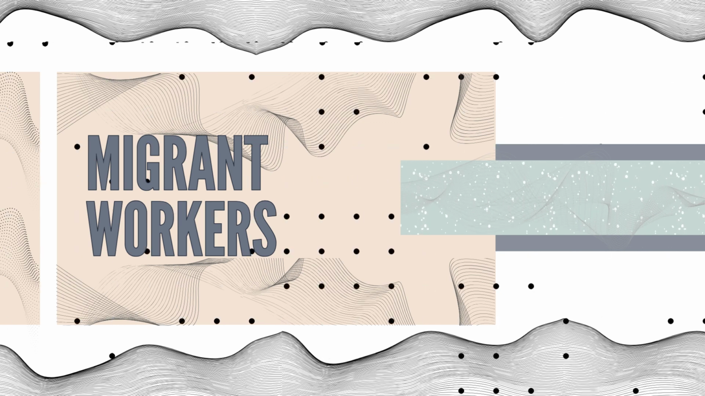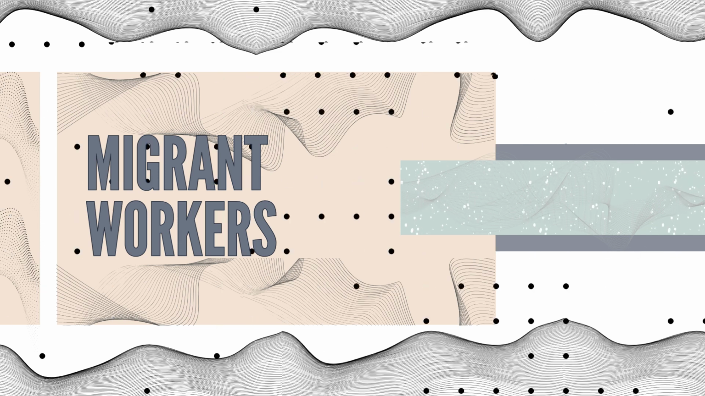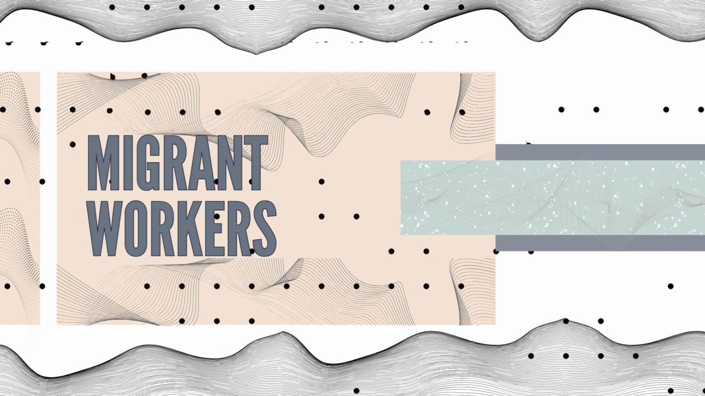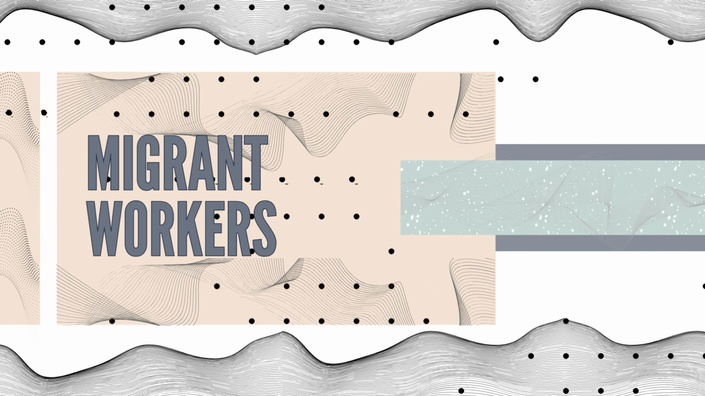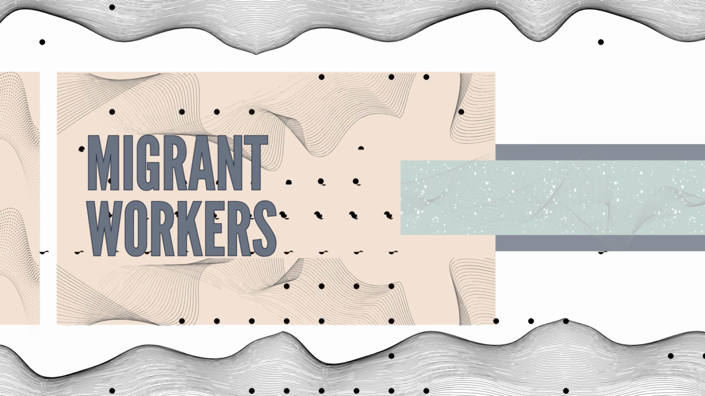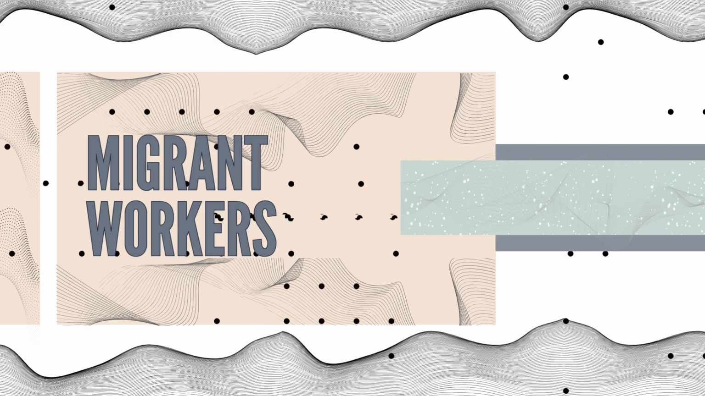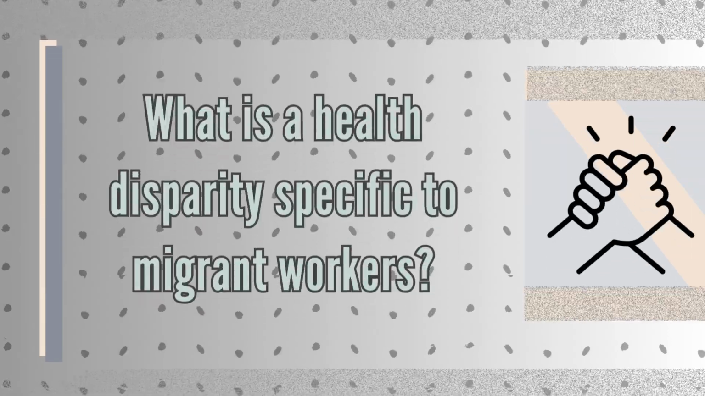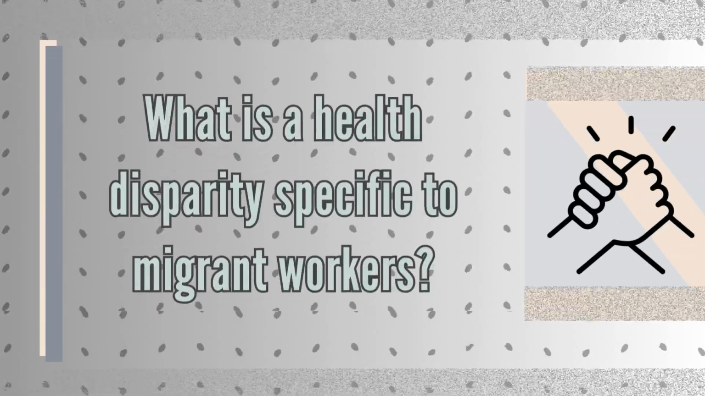There are some strategies you can use to support the health services for migrant workers: culturally sensitive health education and outreach, education materials that are appropriate at literacy level, portable medical records and case management, mobile medical units, transportation services, and translation services. What is a health disparity specific to migrant workers?